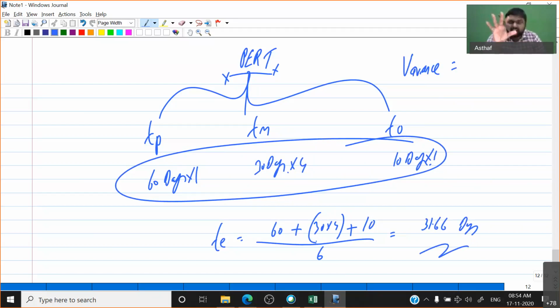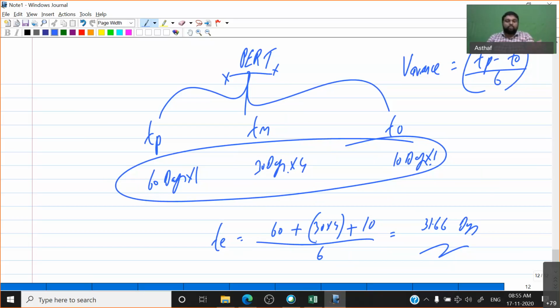In your inter level they were asking only to draw the network, but we discussed that in detail in our regular class. Now in the online pattern, chances of drawing the network are very less. So variance is what? Pessimistic minus optimistic divided by 6, whole square. This variance is for finding the risk or standard deviation, which we will discuss in detail in your final. So TP minus TO, that is pessimistic minus optimistic, divided by 6 whole square.